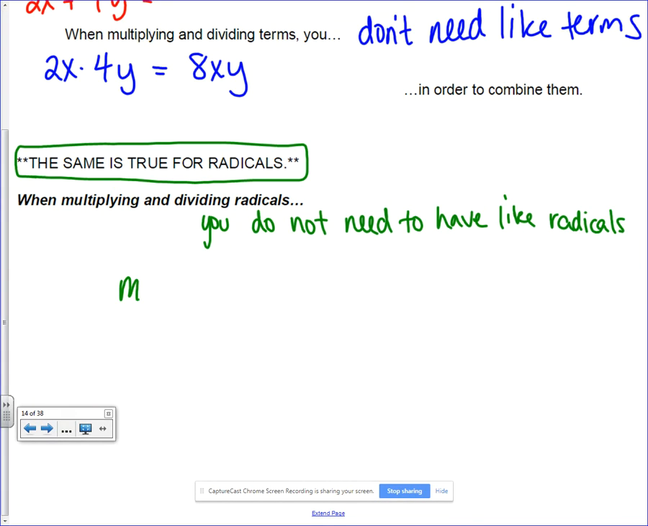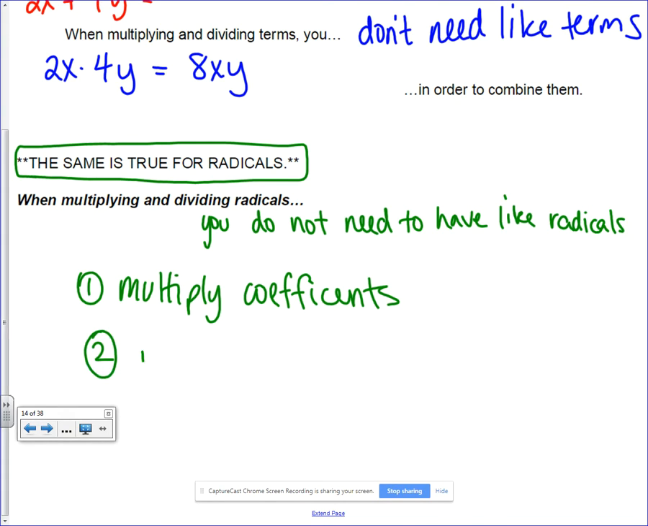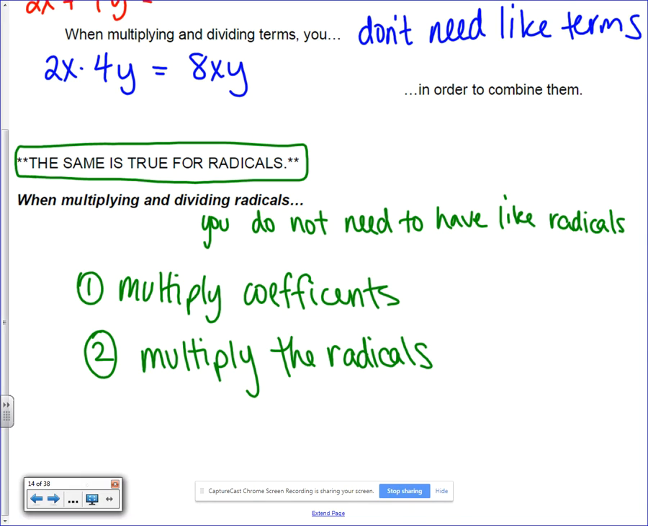You will multiply the coefficients and you will multiply the radicals. When you're done with all that, you need to go back to what we've been doing the past couple days. Then you need to simplify it. How we were breaking it down the past couple days? Is that all right for everybody? Okay. So you ready? All right.